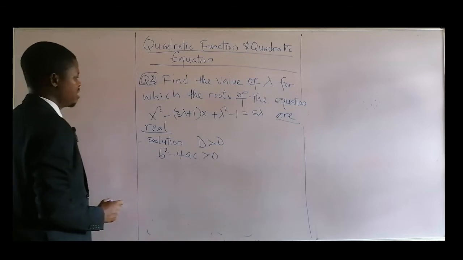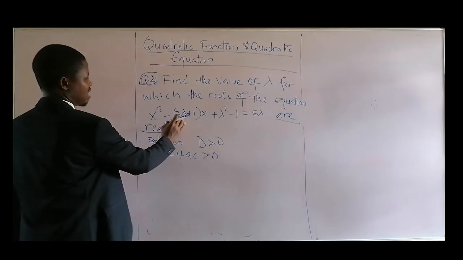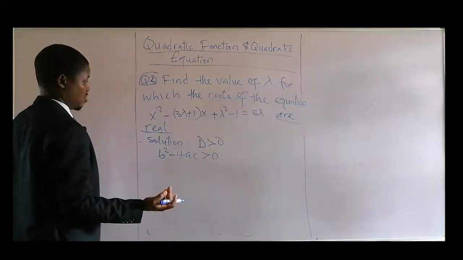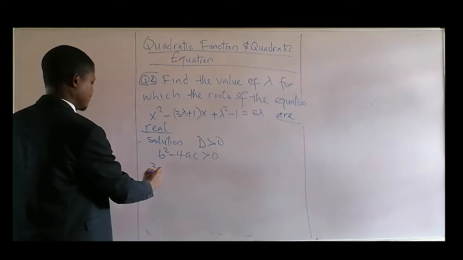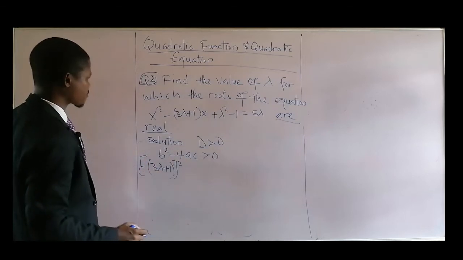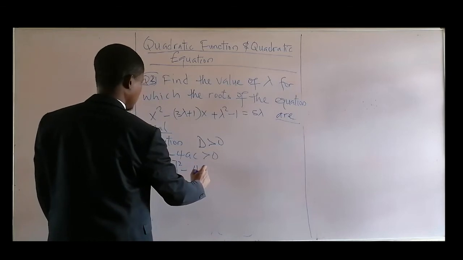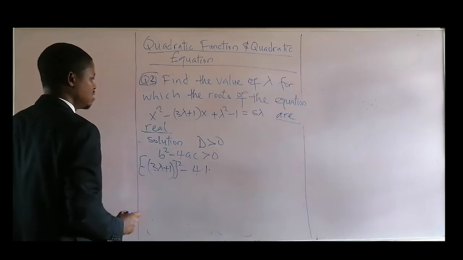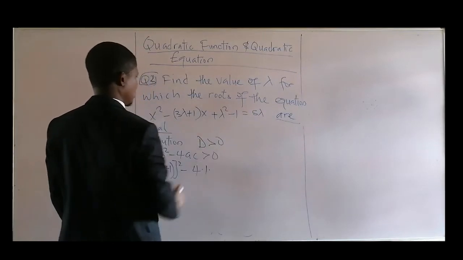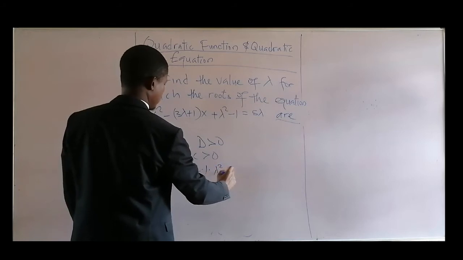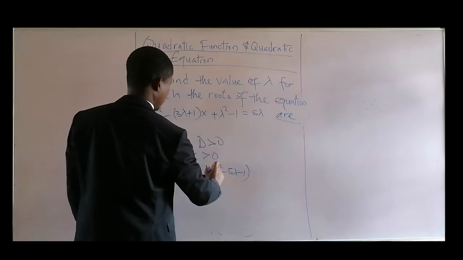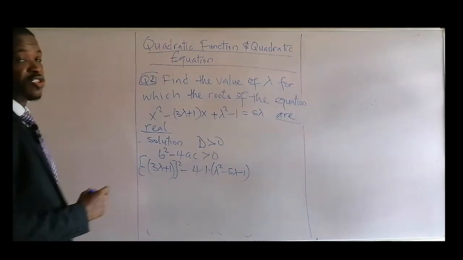Then we know that our b in this case is minus (3 lambda plus 1). There's no need to indicate the minus because we're going to square it. So that will be (3 lambda plus 1) squared; if you want to put it there, no problem. This is your b squared. Then minus 4a. My a is 1. And then my c, I need to do the adjustment here. My c is lambda squared minus 5 lambda minus 1.